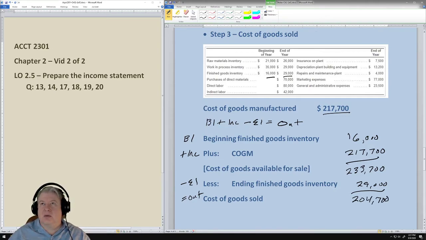Well, why did we do all this work? Well, GAAP requires that when we create an income statement, we need to say what the cost of goods sold is. So remember, for merchandising, all we needed to do was the LIFO and FIFO calculations, last in, first out, whatever that is. Because we have three types of inventory in the manufacturing environment, we kind of have to figure out each one and build up to the cost of goods sold. So this is the item, 204,700, that is going to go on our income statement.